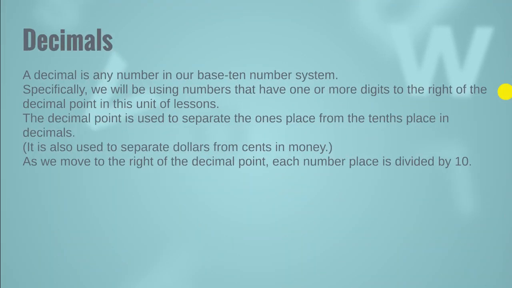What are decimals? A decimal is any number in our base 10 number system. Specifically, we will be using numbers that have one or more digits to the right of the decimal point in this unit of lessons. The decimal point is used to separate the ones place from the tenths place in decimals. I hope you got my point that anything on the right side of the decimal point is basically the decimals, and it is also used to separate dollars from cents in money, as you have seen in how we write cents and dollars. As we move to the right of the decimal point, each number place is divided by 10. Let's move forward to the example so you can get a better understanding of this.